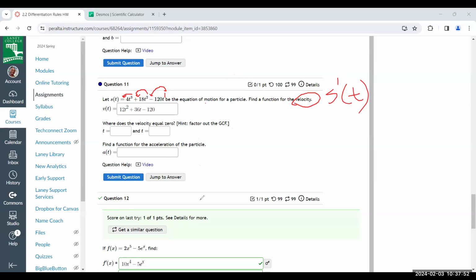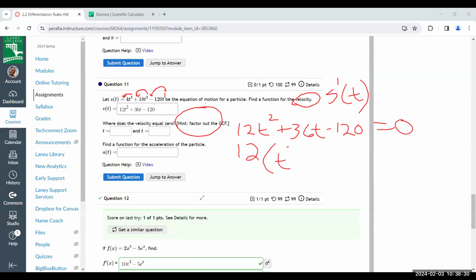It says, where does the velocity equal 0? So basically you want to take the 12t squared plus 36t, whatever you got for your first part, set that equal to 0 and solve for t. So you can either solve this by factoring or the quadratic formula. I think you can factor it. I'm assuming you can factor it looking at it, but I bet you can factor that. Oh, yeah, and they give a hint. Factor out the GCF. So like in this case, I would factor out a 12.